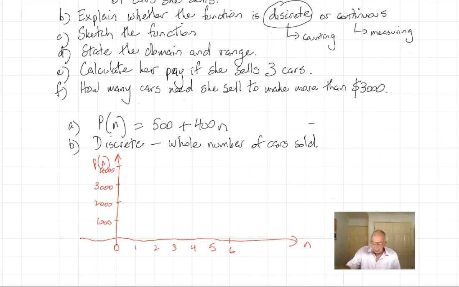Let's just go blue here. If she sells no cars, she's going to make $500. So we'll put that one there. If she sells 1 car, it'll be 400 times 1, 900. 2 cars is 800 plus 500 is 1,300. So it'll be there. 3 is 1,200 plus 500, 1,700. 4 is 1,600 plus 500 is 2,100.